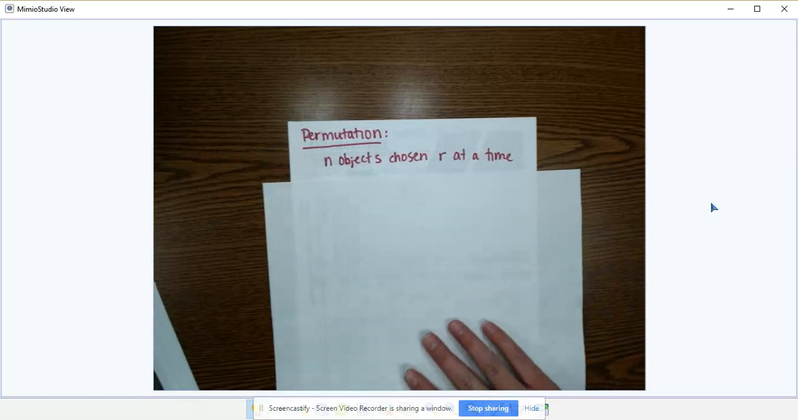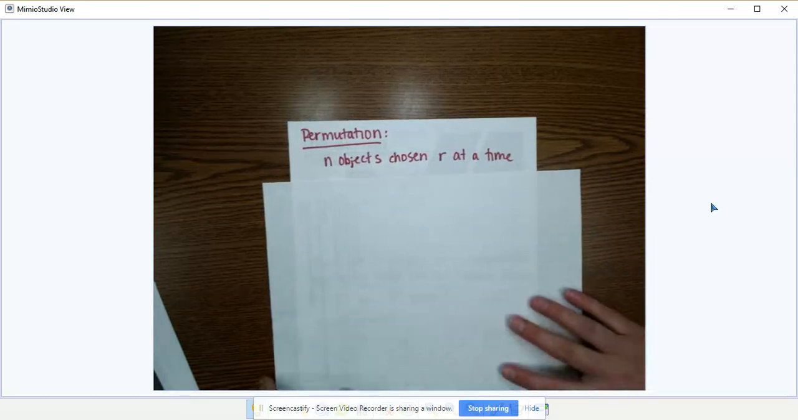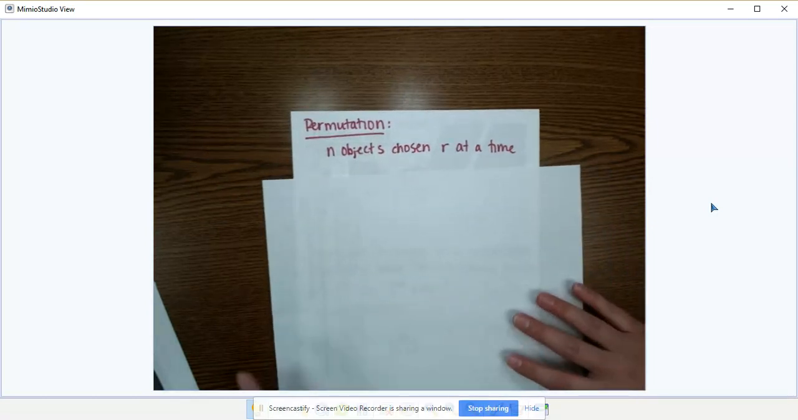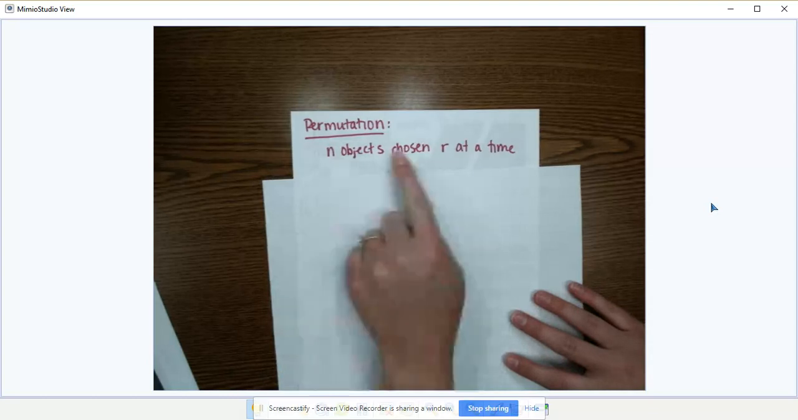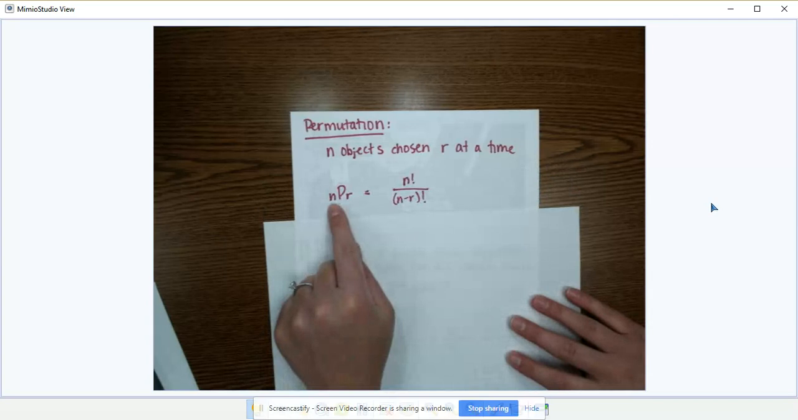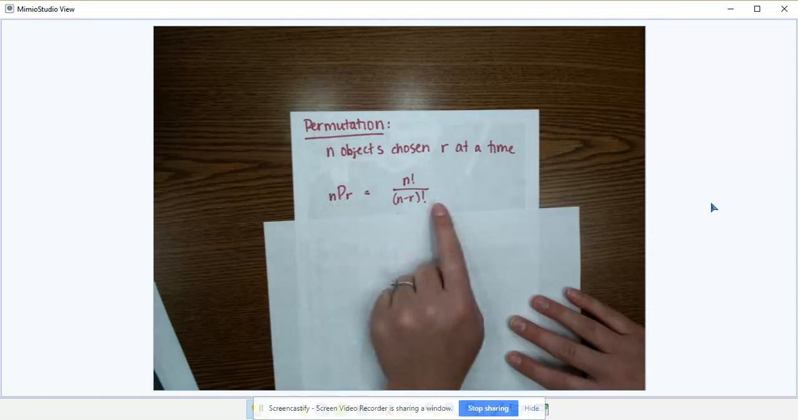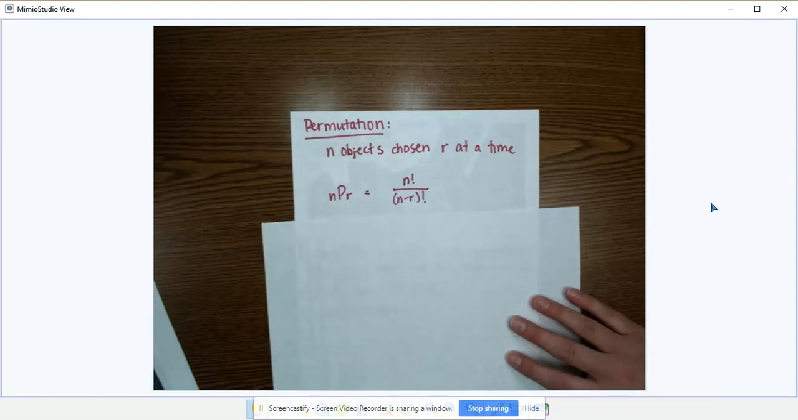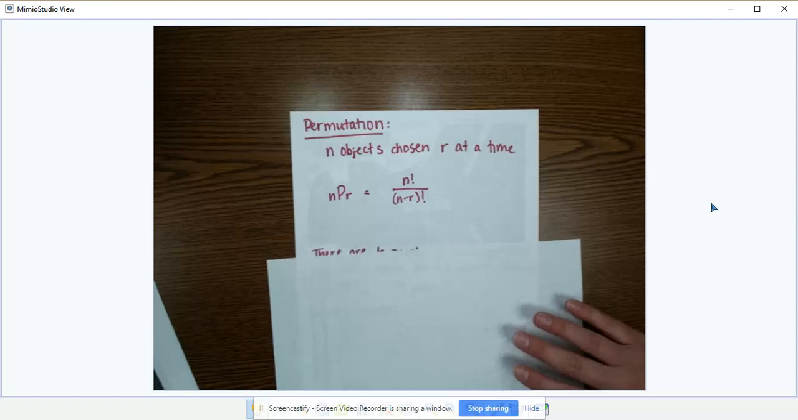All right, back to permutation. Remember, permutation, the order that you choose objects matters. So we have n objects, so that's our total number of objects chosen r at a time. And it's denoted like this. So nPr, that P stands for permutation. So n objects chosen r at a time. And here's our formula for it, n factorial over n minus r factorial.